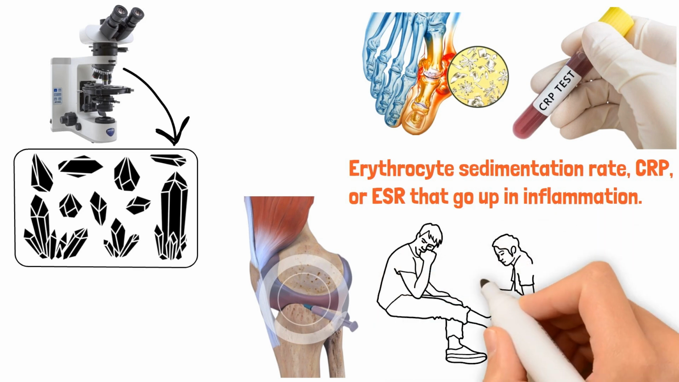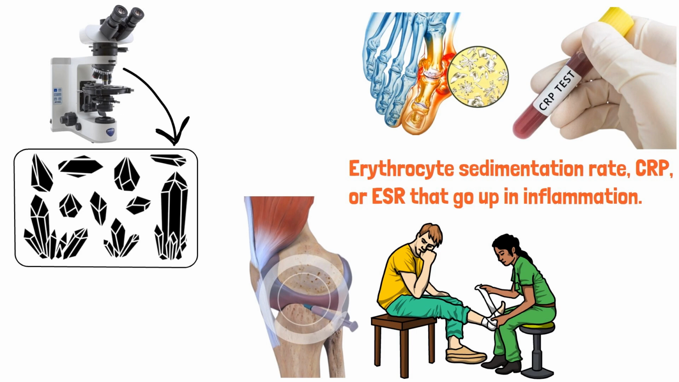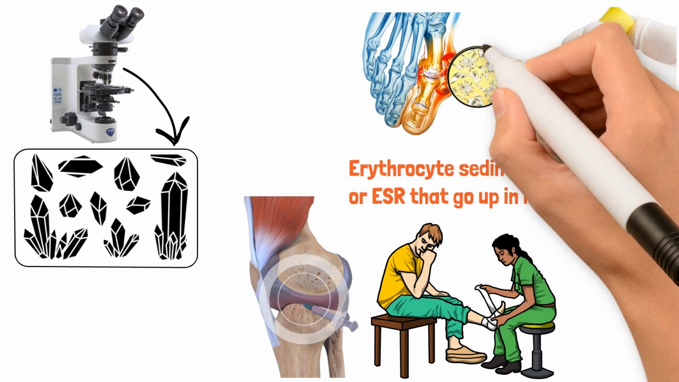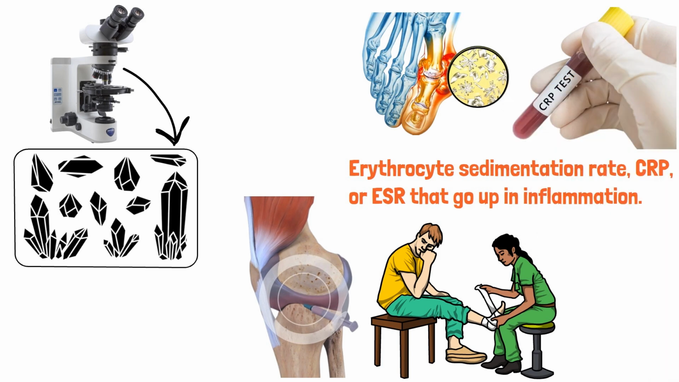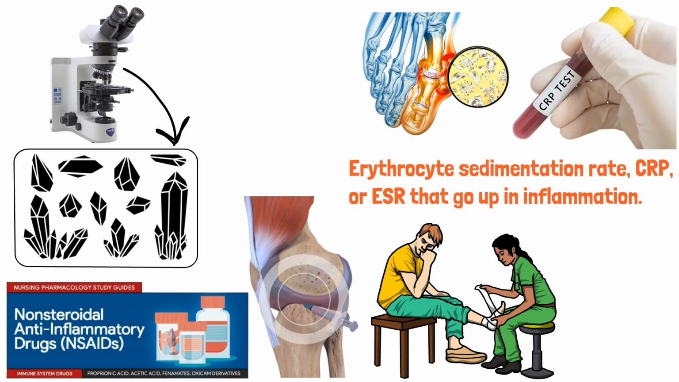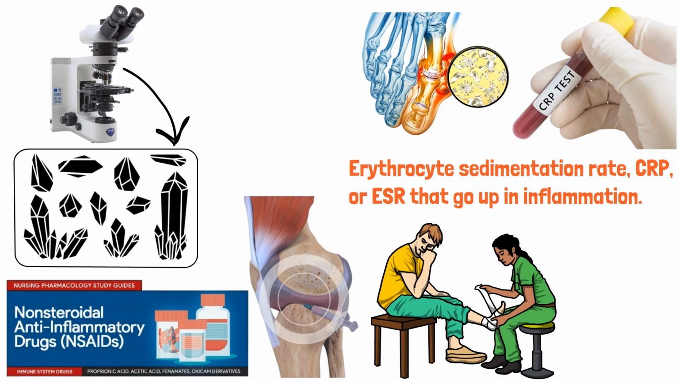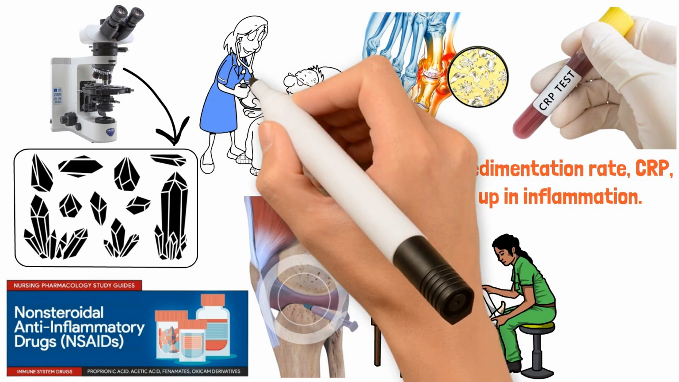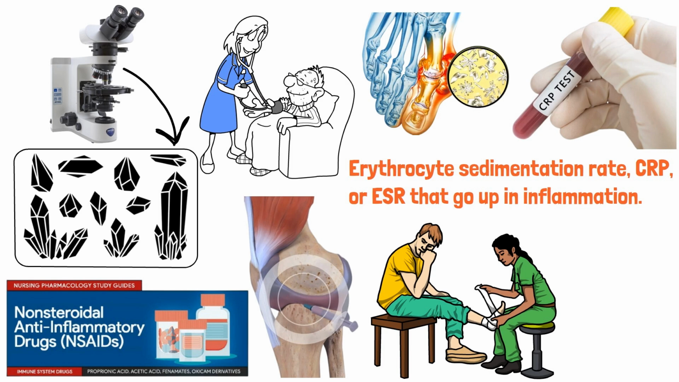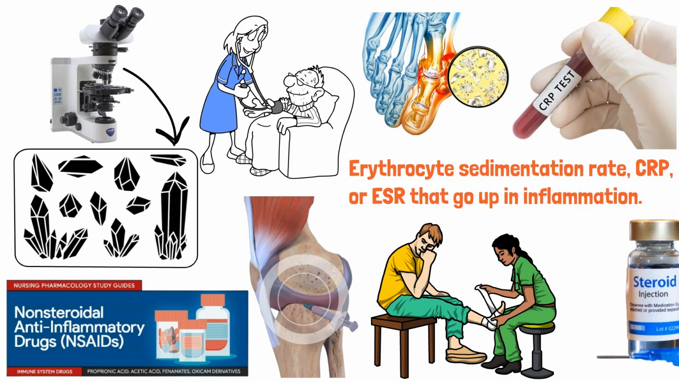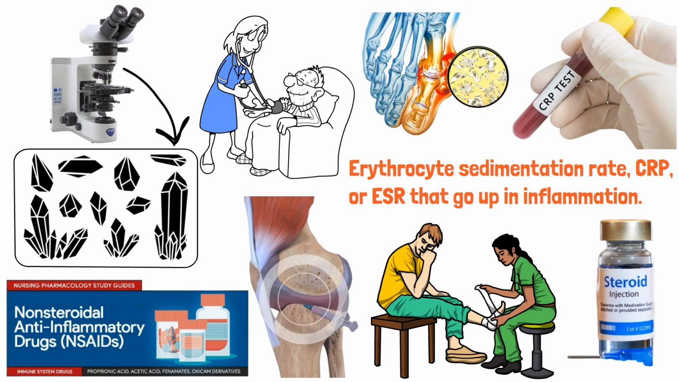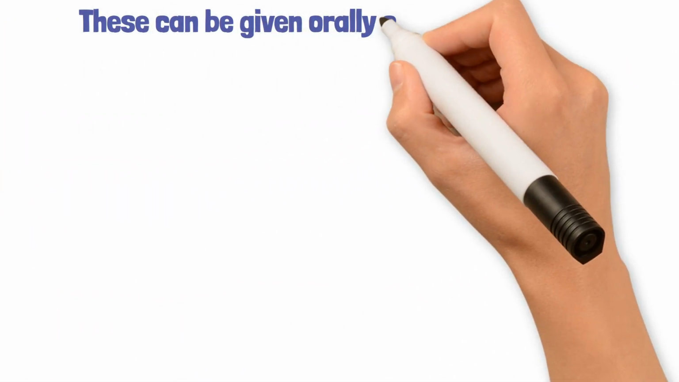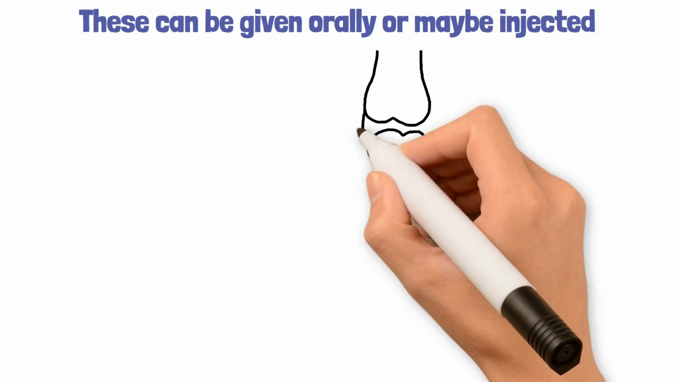The primary goal when treating CPPD is firstly to rule out infection, secondly to manage the painful inflammatory phase. First-line treatments may involve non-steroidal anti-inflammatory drugs to alleviate pain. Because patients with CPPD may be older, these drugs are not always suitable. Alternatives include colchicine or corticosteroids, usually called steroids. These can be given orally or maybe injected, potentially even into the joint.